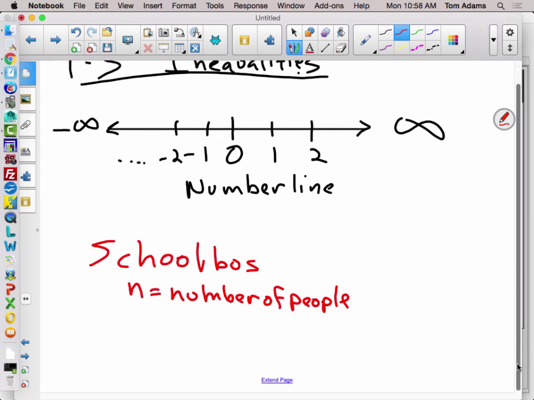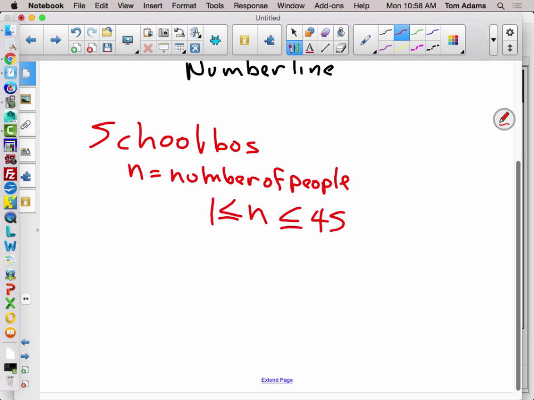And just from a practical perspective, I guess what we could say is that it probably has to be greater than or equal to 1, or 1 is less than or equal to n. And let's just throw a number out there. I think this particular bus holds 45 people. Okay? Well, that's cool. What am I saying? I'm saying that I can have anywhere from 1 to 45 people on this school bus.